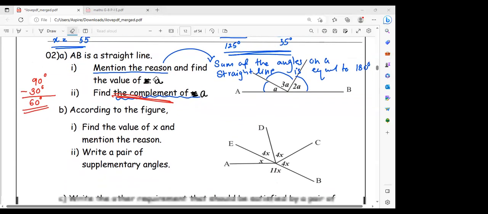Yes, Seneth, Induvara, can you tell me how you find the value of x? What is the reason or what is the relationship that you use? Vertically opposite angles. So the vertically opposite angles. Which two are the vertically opposite angles?